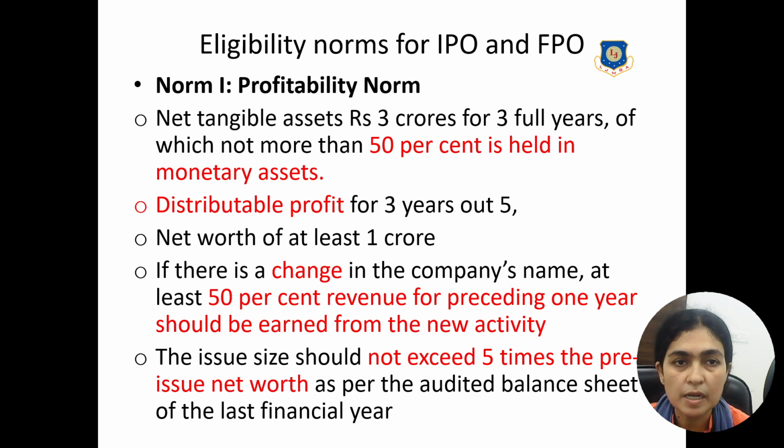So first and foremost, what are the eligibility norms when it comes to IPO and FPO? These are the normal three routes which are used in IPO and FPO. The first and very common route which is used for IPO is what is known as profitability, which basically talks about certain criteria to be fulfilled in terms of distributable profit, in terms of monetary assets, in terms of net worth, and in terms of your name. Moreover, your pre-issue net worth should be 5 times higher than what you are having right now. So these are the norms related to profitability, and if you are satisfying each and every criterion, then you can come up with an IPO or FPO using this route.